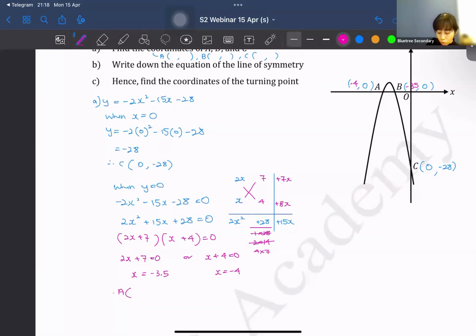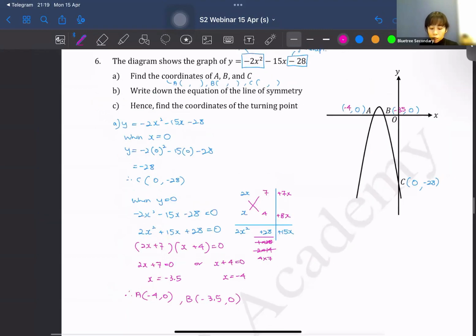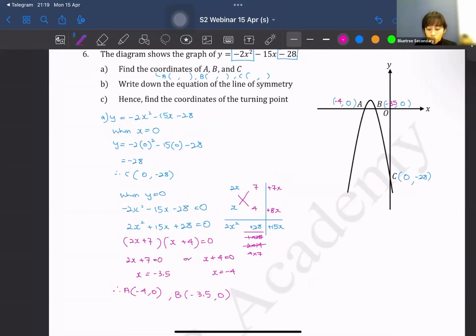Sorry, I meant to write a therefore. Therefore, A is negative 4, 0, and B is negative 3.5, 0. So that's part A. Part B, write down the equation.